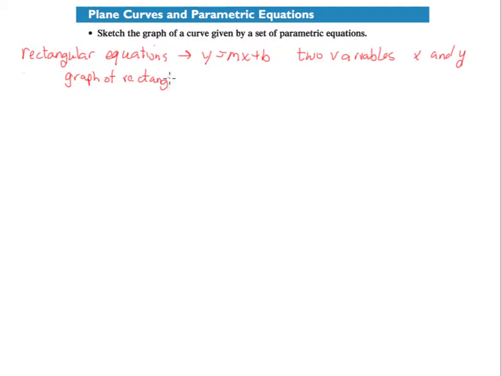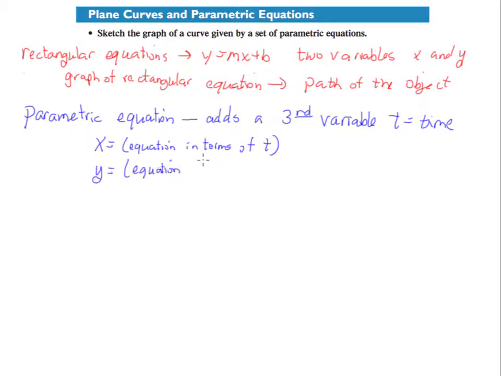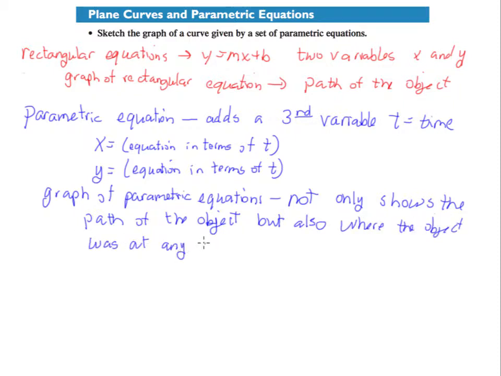The graphs of rectangular equations trace the path of the object. A parametric equation, on the other hand, adds a third variable, which is time. It's in the form of x equals an equation as a function of time and y equals an equation as a function of time. So our graph of parametric equations not only traces the path of the object, but it also tells us where the object is at any given moment in time.